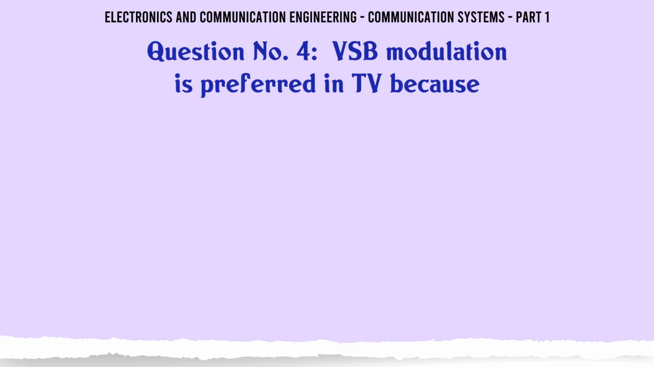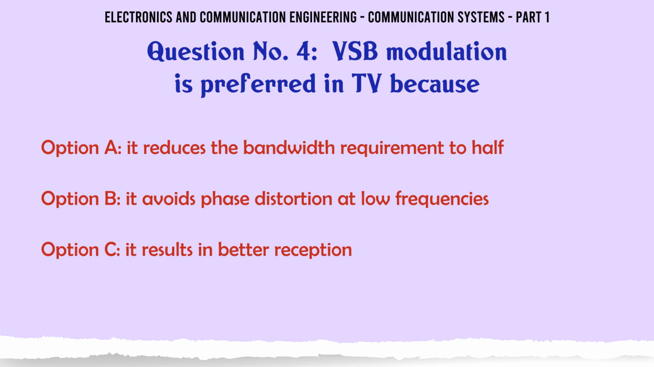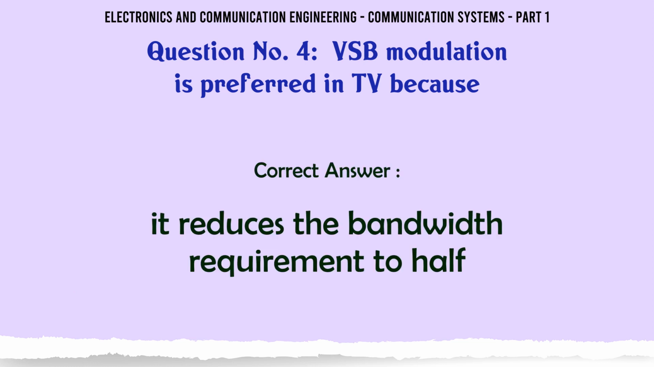VSB modulation is preferred in TV because A. It reduces the bandwidth requirement to half. B. It avoids phase distortion at low frequencies. C. It results in better reception. D. None of the above. The correct answer is it reduces the bandwidth requirement to half.